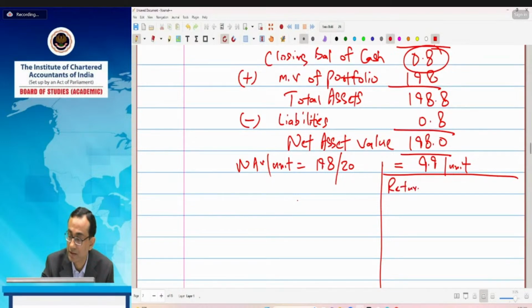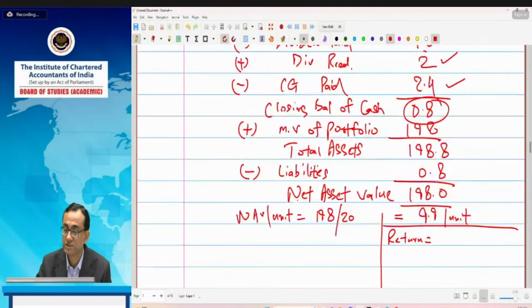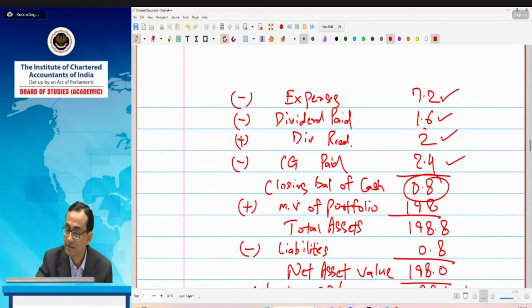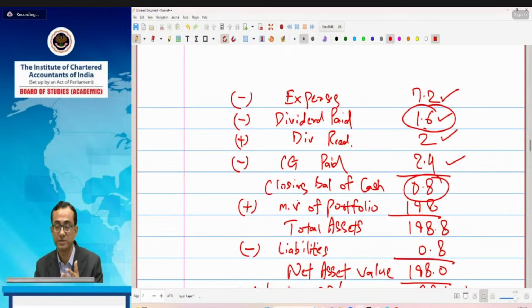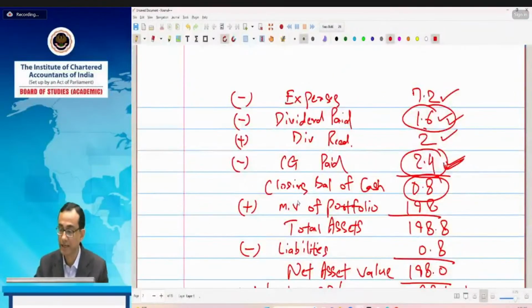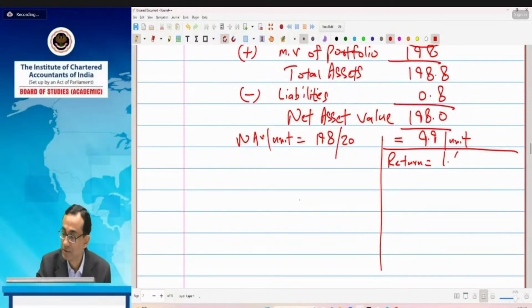Now when we calculate the return, here in this case, dividend and capital gain. The dividend paid is 1.6, which is actually return on the part of the investor. And the capital gain 2.4 is also income on the part of the investor. So 1.6 plus 2.4, that is 4 rupees is the return, 4 per unit.